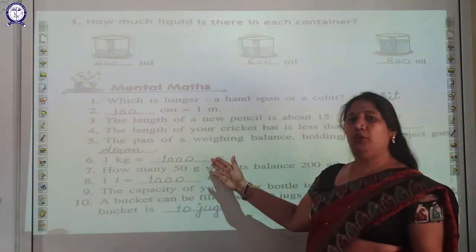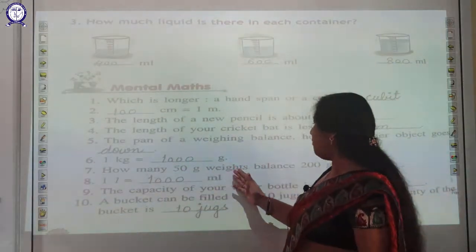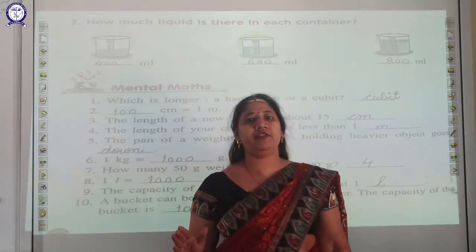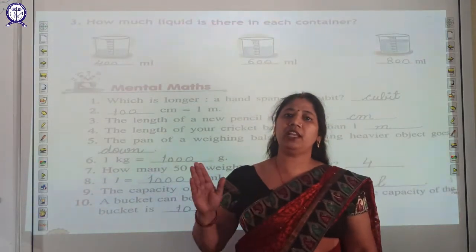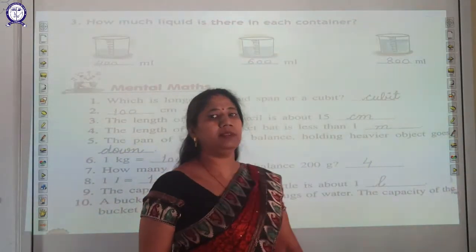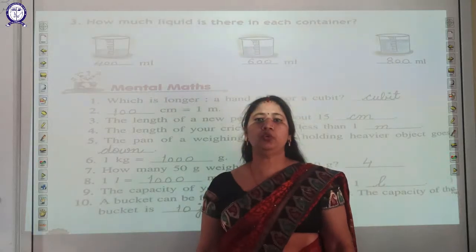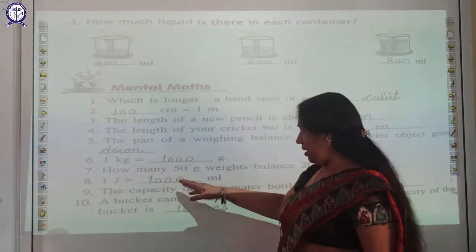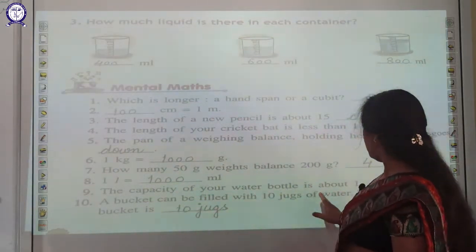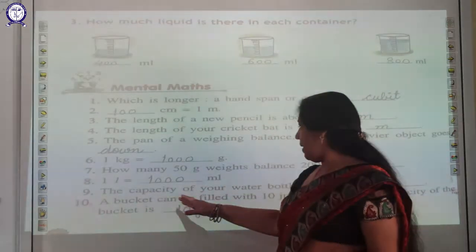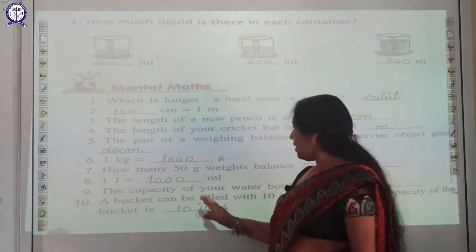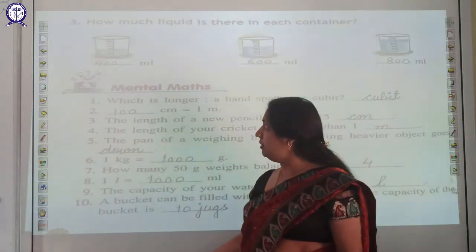1 kilogram is equal to 1000 gram. How many 50 grams weigh the same as 200 gram? 50 plus 50, 100. 50 plus 50, 100. So how many times is 50? 4 times. Okay, 4 times 50 gram is equal to 200 grams. 1 liter is equal to 1000 milliliter. The capacity of your water bottle is about 1 liter. A bucket can be filled with 10 jugs of water. So the capacity of the bucket is 10 jugs. Okay, beta?